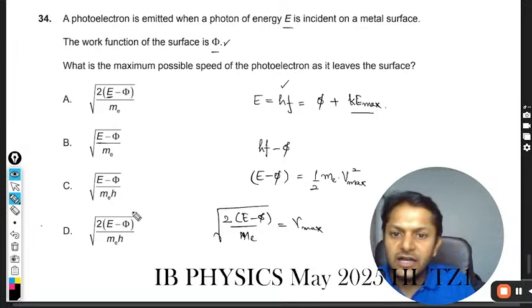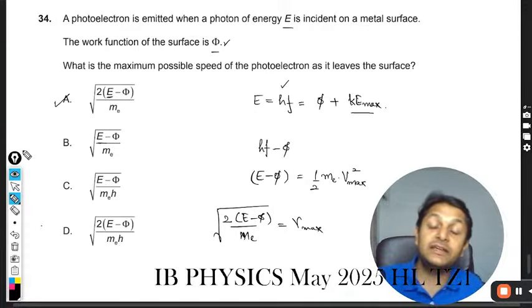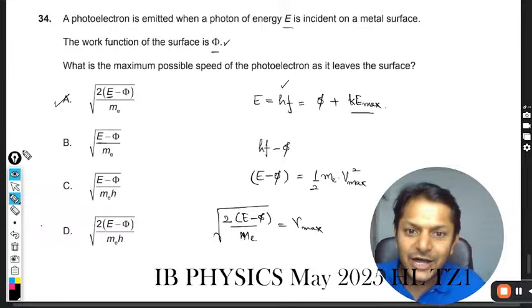So this is how we do it. Square root of 2 times E minus phi divided by m_e. So A will be the correct answer. This is how we do this question.